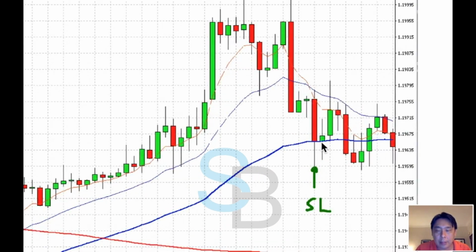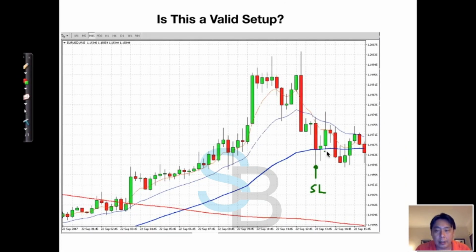Okay, and we've got an inside bar. So would you place your sell order over there? Okay, and pull back, would you place your sell order here? Would you place your stop loss here? Yes or no? All right, so ready? I'm going to give you a few seconds to think about it. Would you take this trade setup?